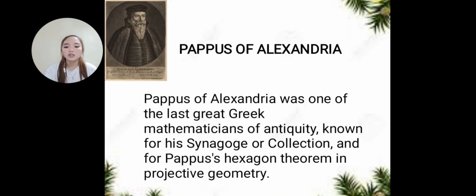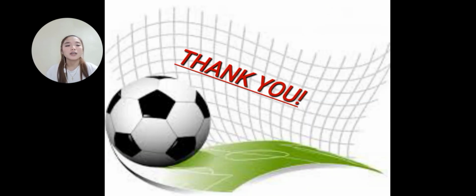Which means books 1 and 8 are no longer used, and only books 2 to 7 are what we still use until now. So according to Pappus of Alexandria, he is known as one of the last Greek mathematicians, and that's all about my topic.